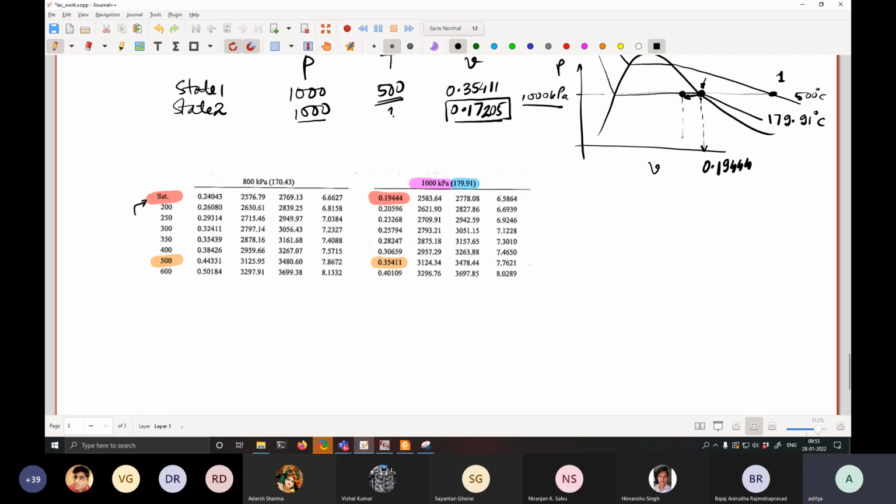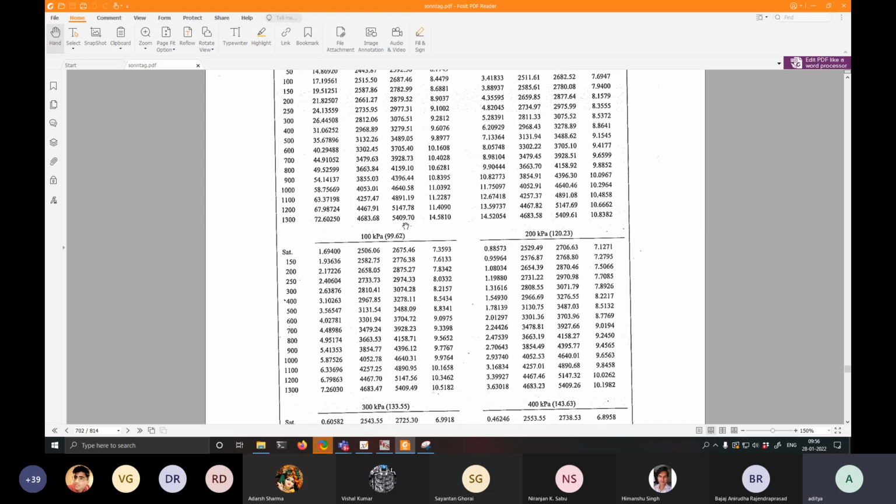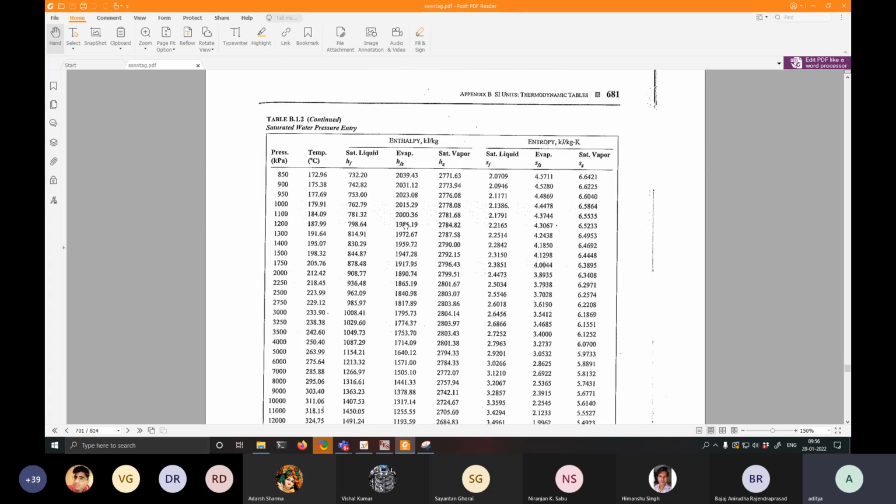This volume is 0.17205. What does it mean? We are in the saturated dome. So what do we do? We will now go into the saturated dome entries. So this was the superheated vapor table, vapor data. So we're done with this. Now we will go to, yeah.